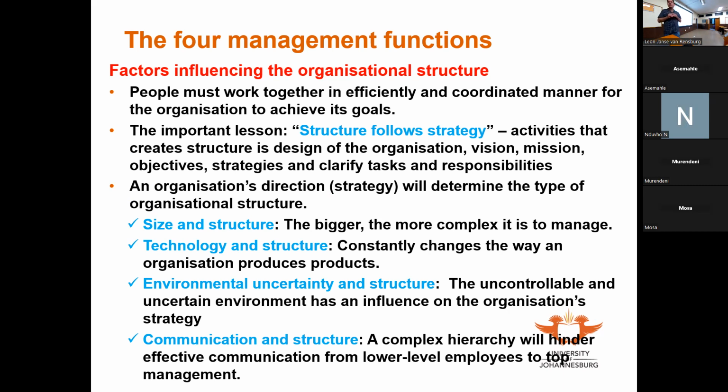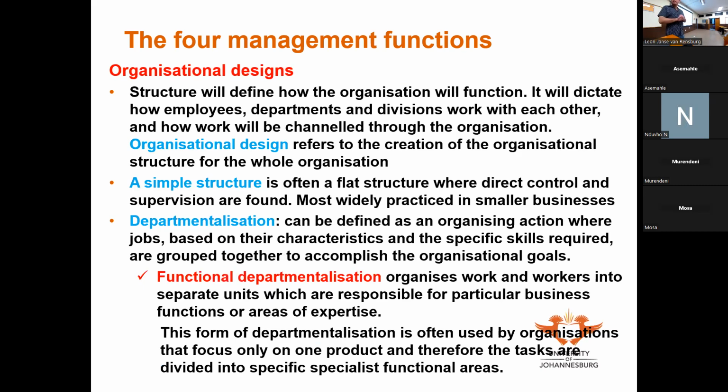Then an organization's direction will also determine the type of structure. So you've got size and structure: the bigger it is, the more complex it is to manage. Technology and structure: technology can influence it. Environmental uncertainty and structure: again, there are external influences that can affect it. And then communication and structure. If it's complicated, it makes communication difficult between employees.